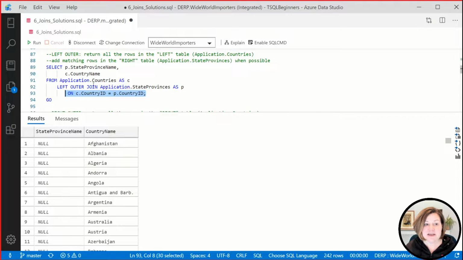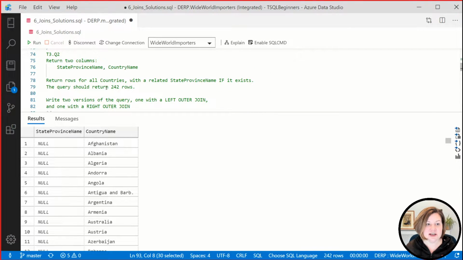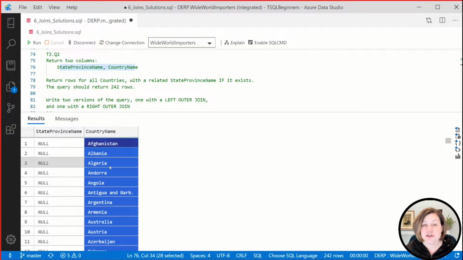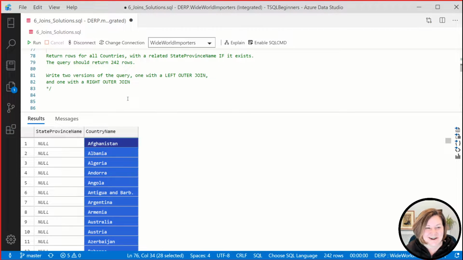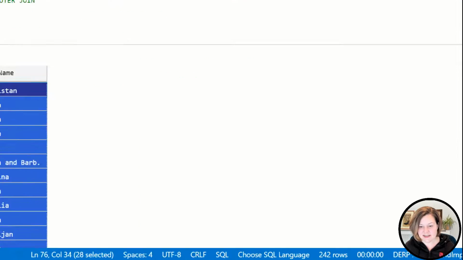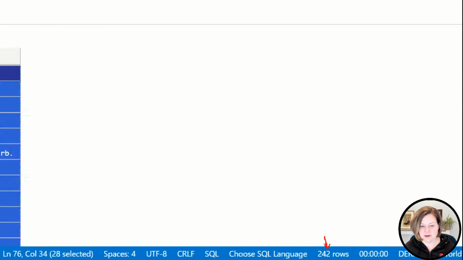So what we can see here is our challenge: return rows for all countries with a related state province name if it exists. Now, I did say return 2 columns. I didn't say you had to put them in a certain order. I have the country name on the right. So we should get 242 rows back. And I can see that down here, 242 rows.